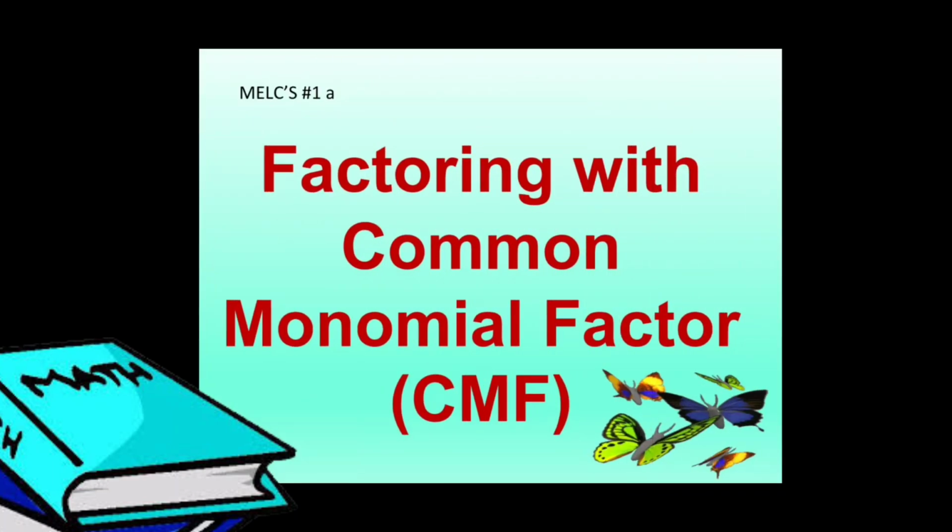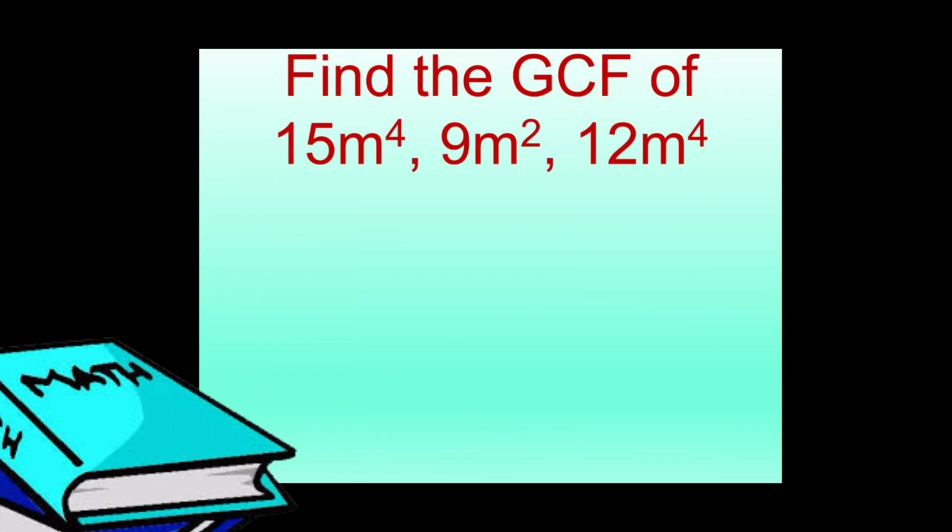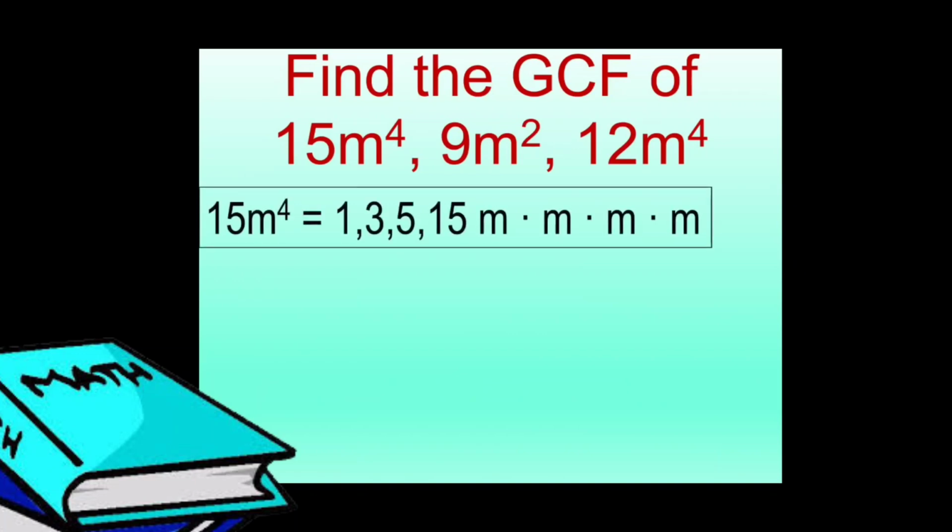So the first type of factoring that we will discuss is factoring with common monomial factor. Find the GCF of 15m raised to the fourth power, 9m squared, and 12m raised to the fourth power. Let's have a review first on how to get a GCF. To find the GCF of a set of numbers, we need to list all the factors of each number. But how about a variable raised to an exponent? A variable raised to an exponent means that a variable is multiplied by itself.